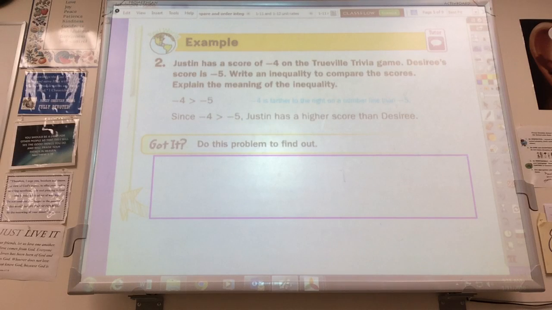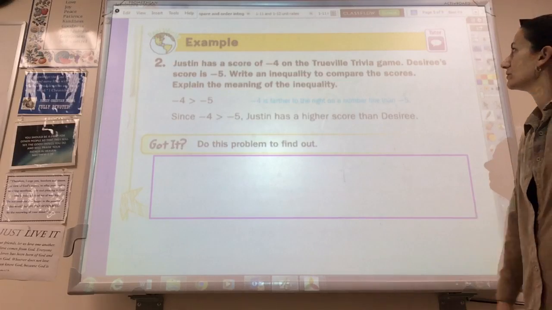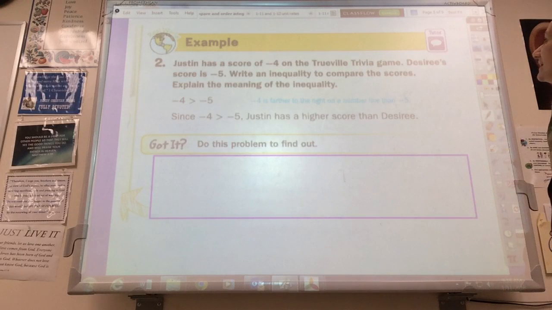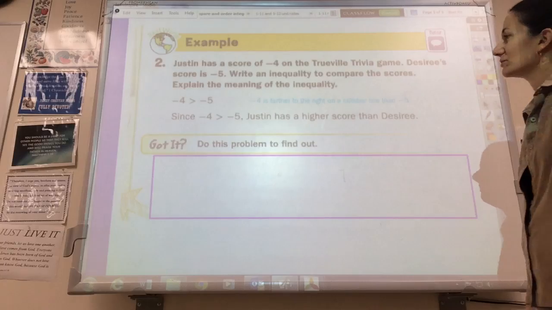Here's a real-life example. Justin has a score of negative 4 on the Trueville trivia game. I guess there's some game where you can get negative scores. Desiree's score is negative 5. Write an inequality to compare the scores.